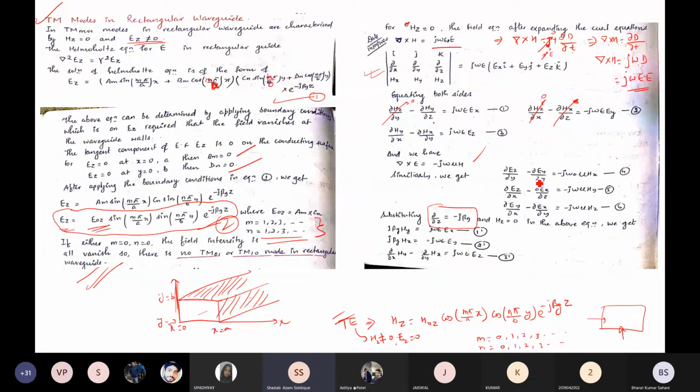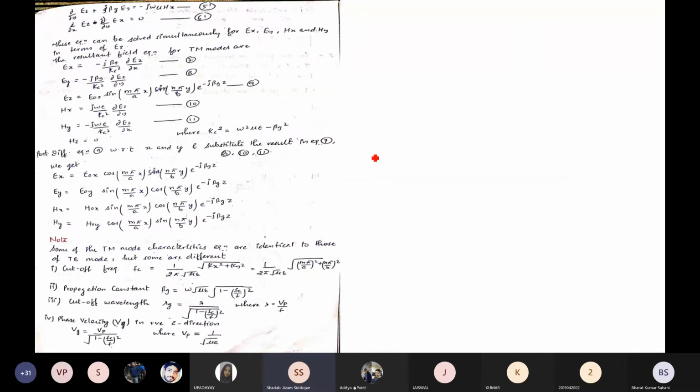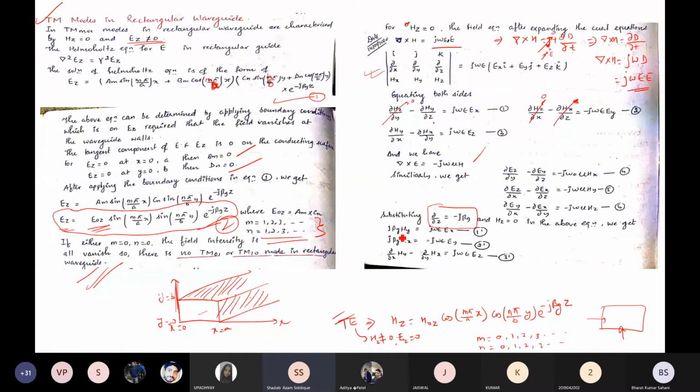Here, del Hz is equal to 0, so these two terms will be 0. We'll get these from these two equations, and the third equation will be written as it is. The three equations from this point can be written on this side. So in total we have 6 equations, and these can be solved simultaneously for Ex, Ey, Hx, Hy in terms of Ez.